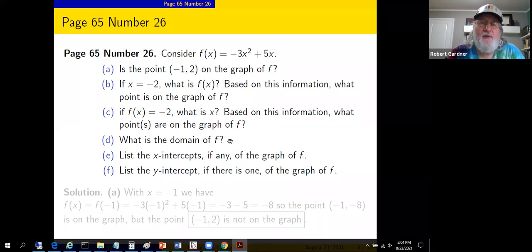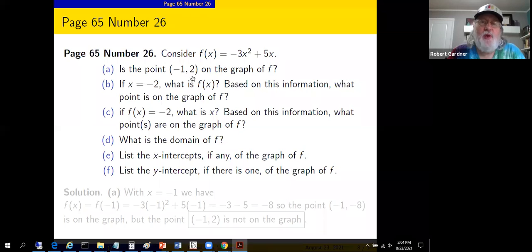What's the domain of a function? We're pretty good at finding domains already. List the x-intercepts, the y-intercepts, and they didn't ask us to graph it. We don't have a clever way of graphing this. Not yet. We could plot a whole bunch of points and hope for the best. We'll have a clever way of dealing with this in chapter 2.